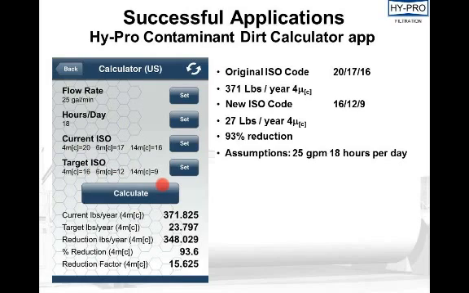So what we find is currently each year with a 20-17-16, 371 pounds of dirt pass through that hydraulic component, pump, or bearing. If we achieve our target of a 16-12-9, there'll only be 23 pounds of dirt passing through that component or bearing each year. It's a reduction of 348 pounds of contaminant, or 93.6%. And we've reduced the contaminant load by a factor of 15.